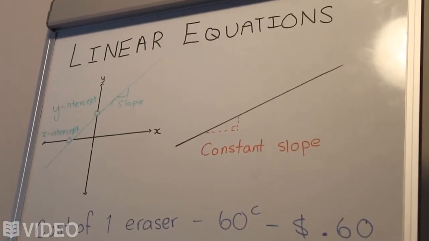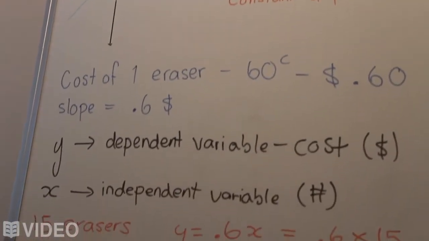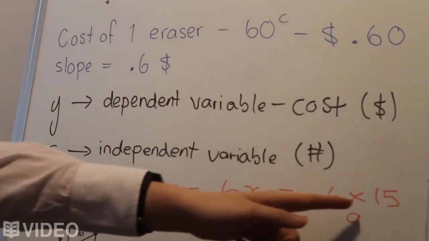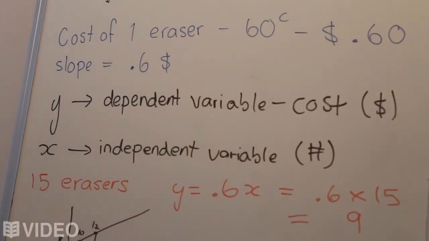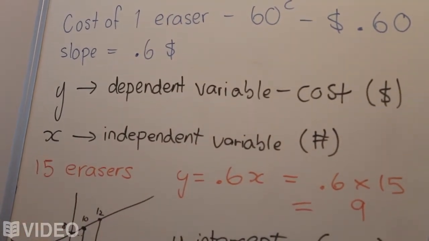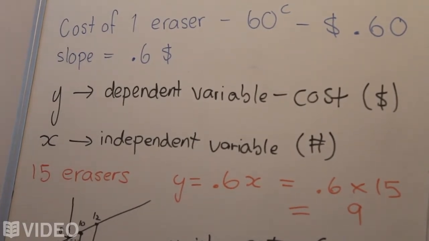In this case, we can also substitute it in. So we know that the rate of change is 0.6x. So therefore, 0.6, which is the cost of one eraser, times 15, which is the number of erasers we want to buy, gives us an output of $9, meaning that 15 erasers will cost us $9 to purchase.